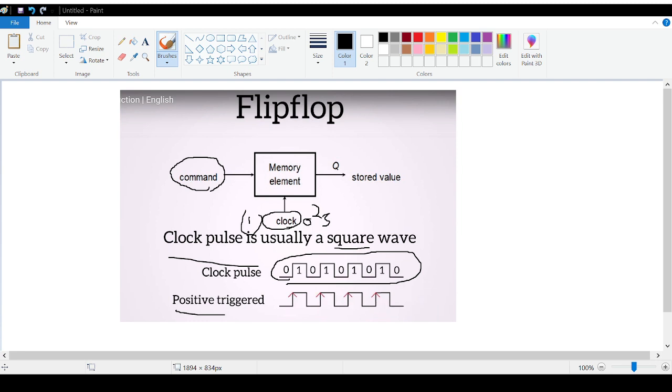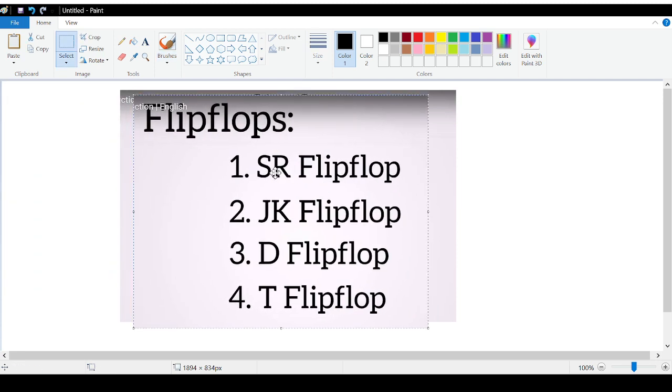Today we're going to learn 4 different types of flip-flops. These are the flip-flops we're going to learn. We're first going to learn SR, then JK, and then D, and then T.